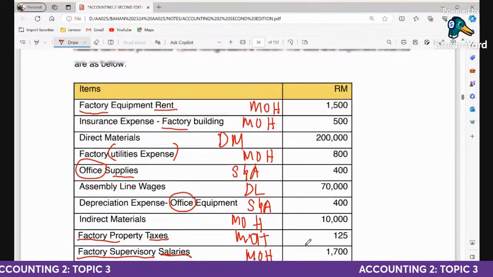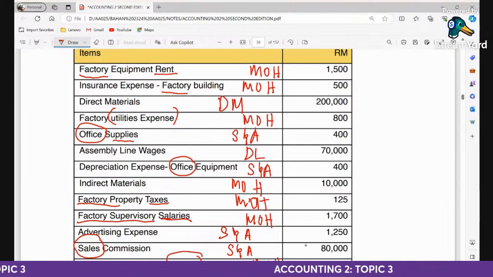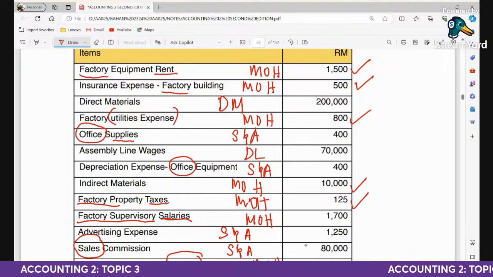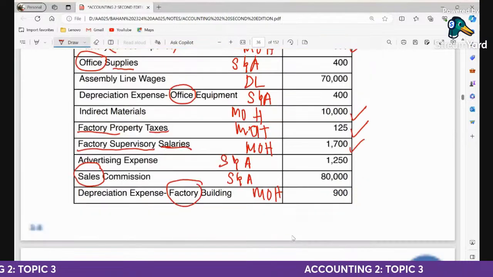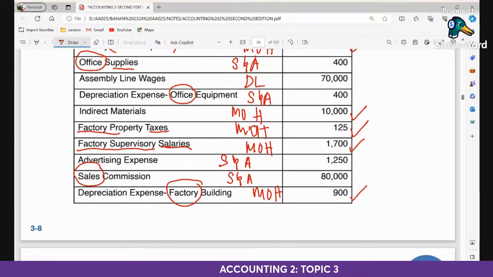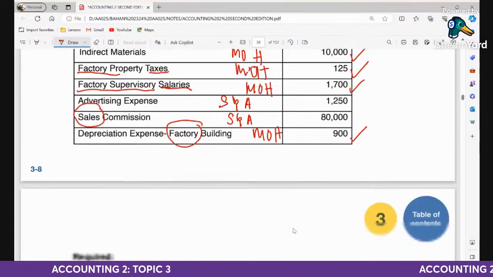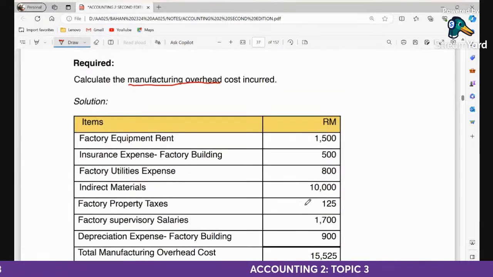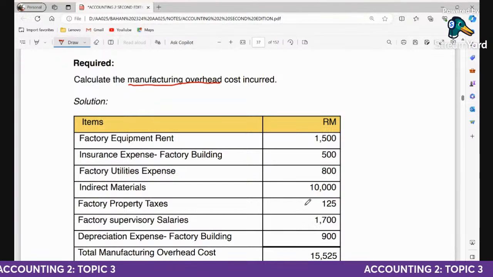So as you can see here, I have one item, 1, 2, 3, 4, 5, 6, and then 7. We have 7 items to be included in your manufacturing overhead costs. So bila kira untuk AA025, make sure kira ke bawah. Jangan kira macam bentuk ayat matematik ya.